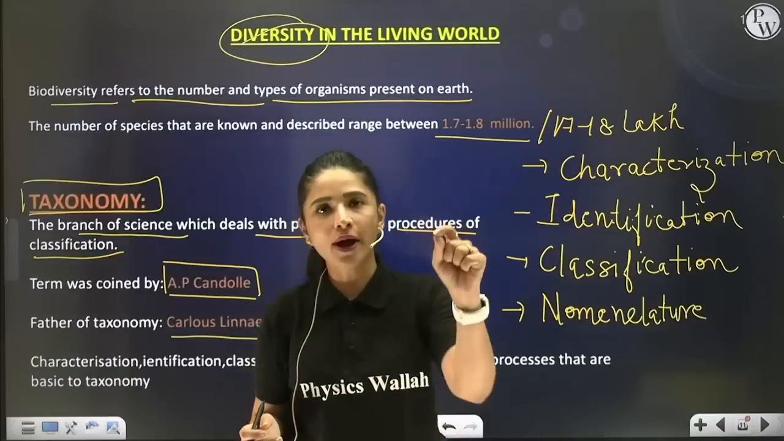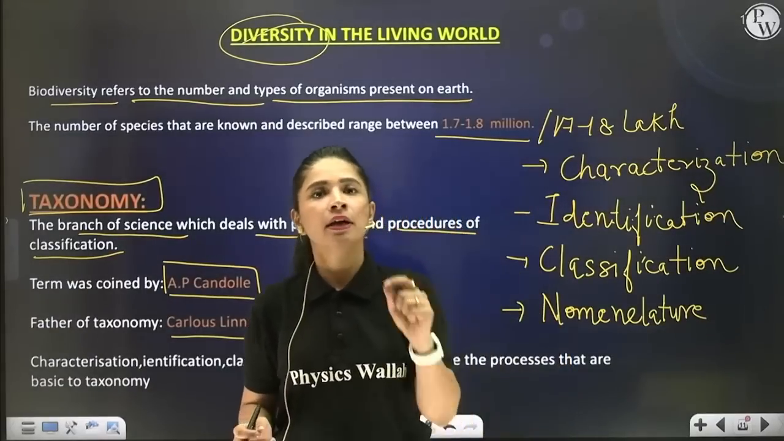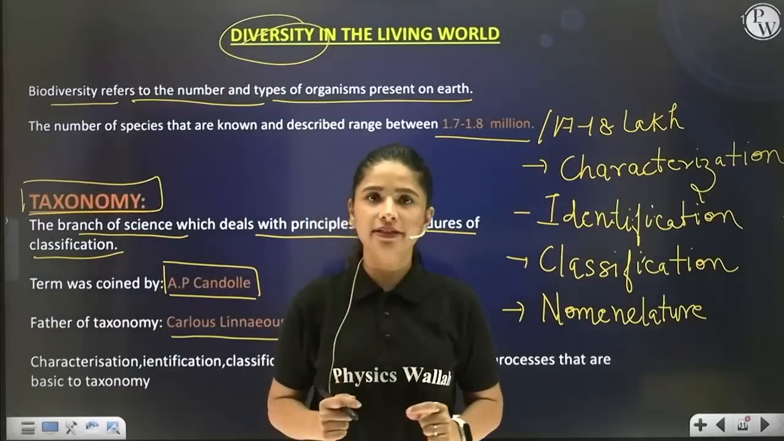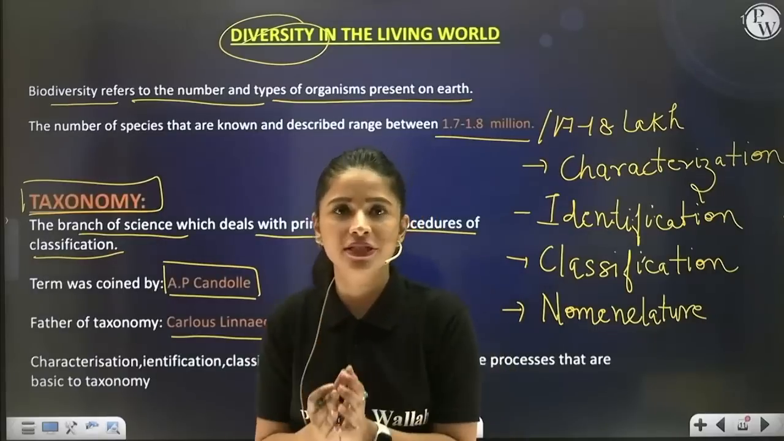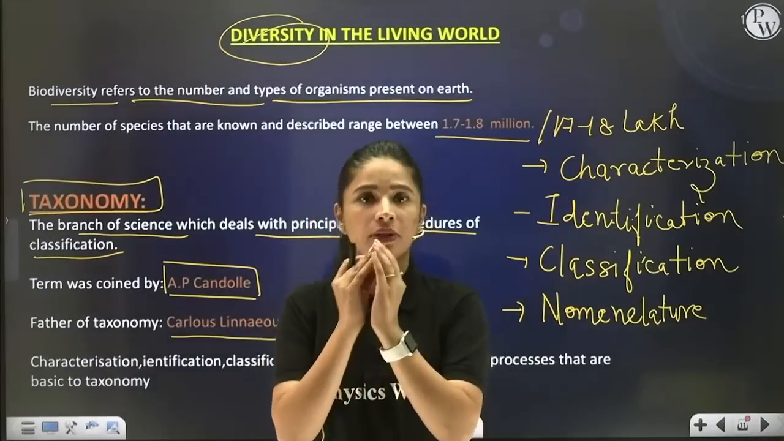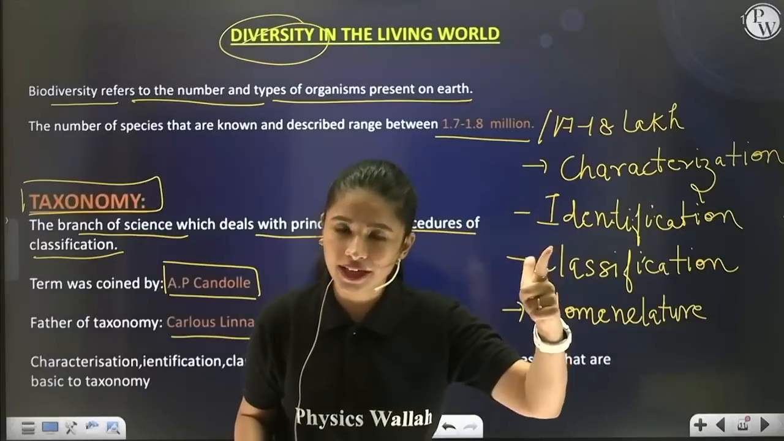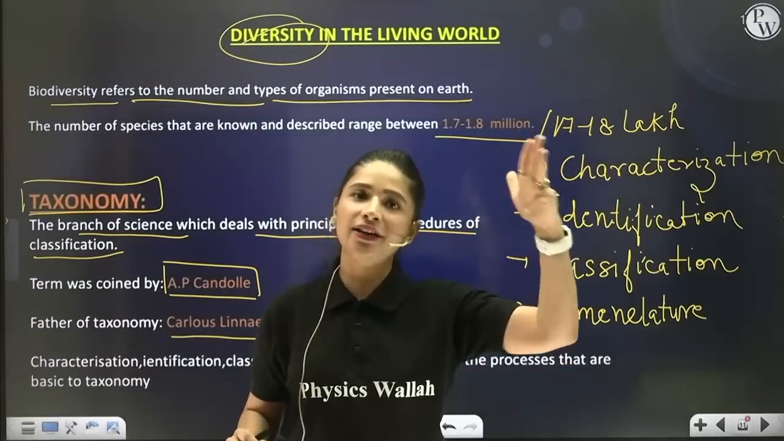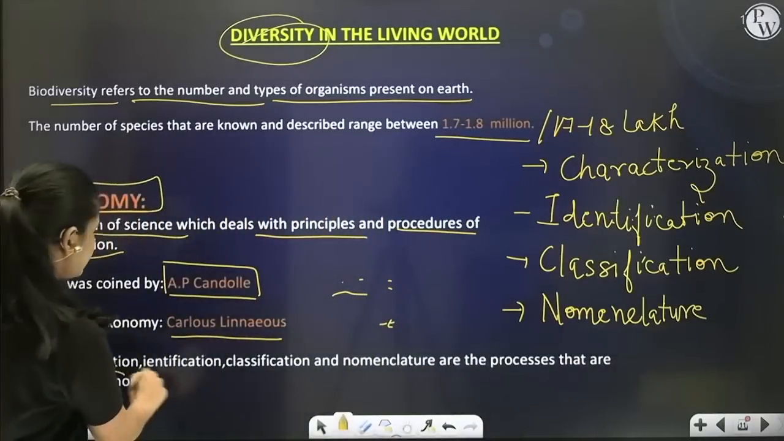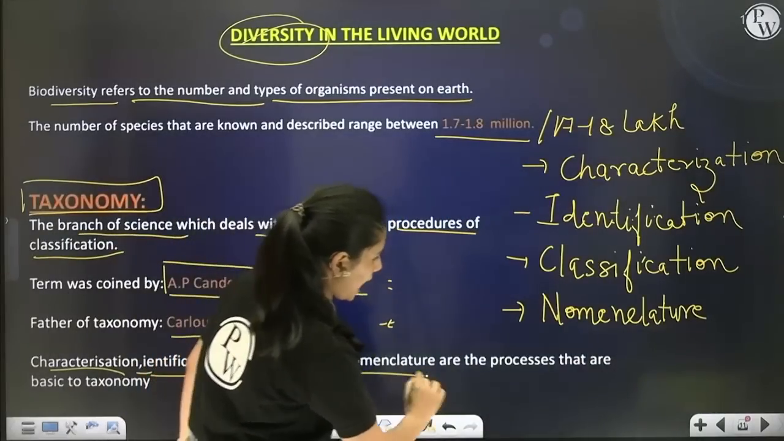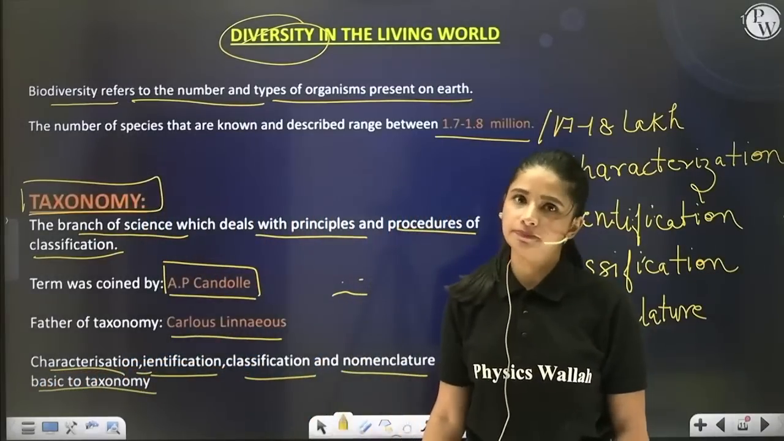Correct? So who coined the term taxonomy? A.P. Candolle. Who is known as father of taxonomy? Carolus Linnaeus. What is taxonomy? It is the branch of science which deals with the principles and procedures of classification. The major steps of taxonomy are characterization, identification, classification, and nomenclature. Very good everybody. So last line: characterization, identification, classification, and nomenclature are the processes that are the basis of taxonomy.